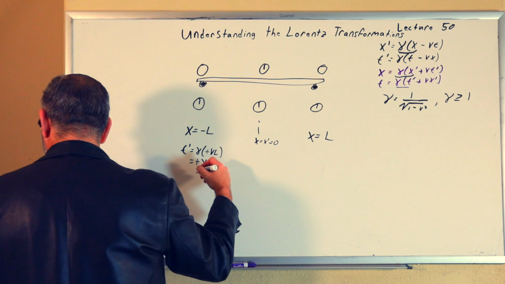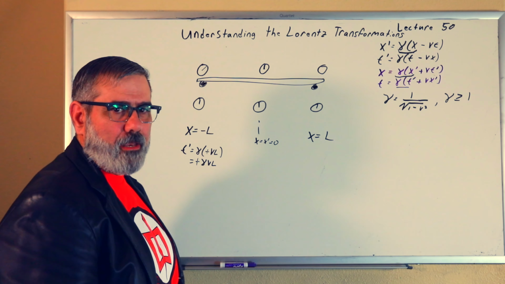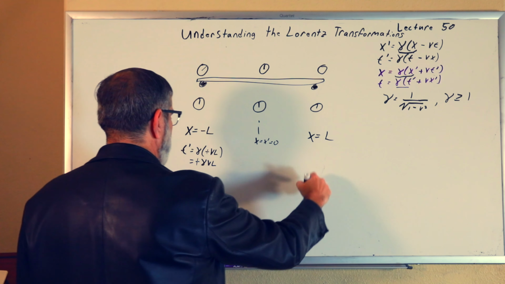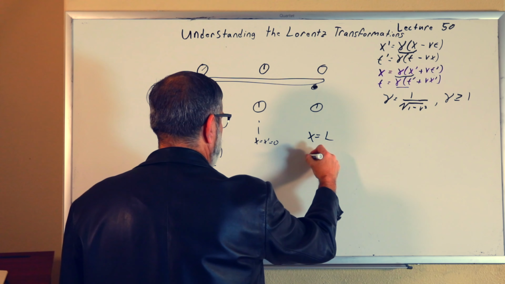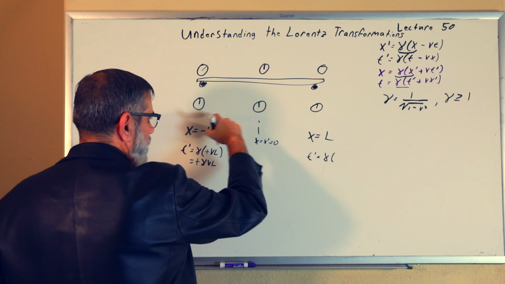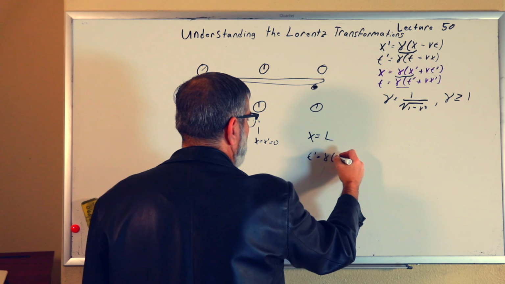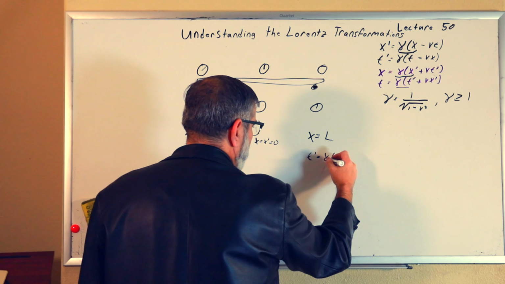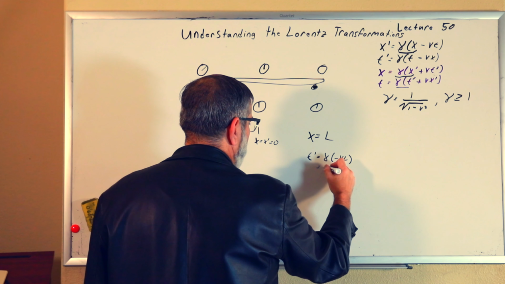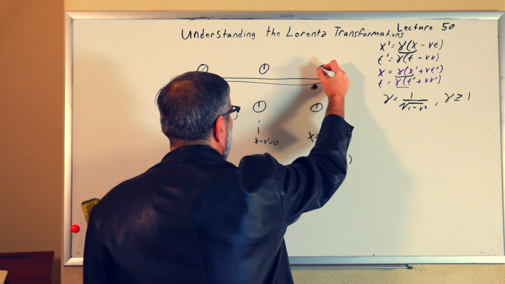So what does that look like on the clock? It looks like this. The clock is ahead in time. Okay? Now let's look over here at x equals L. So the same thing as before. We'll evaluate t prime equals gamma times t, which is 0, right? All along here t is 0, and so we'll have minus vL. So here t prime is equal to minus gamma vL. So here the clock is running behind. Okay?